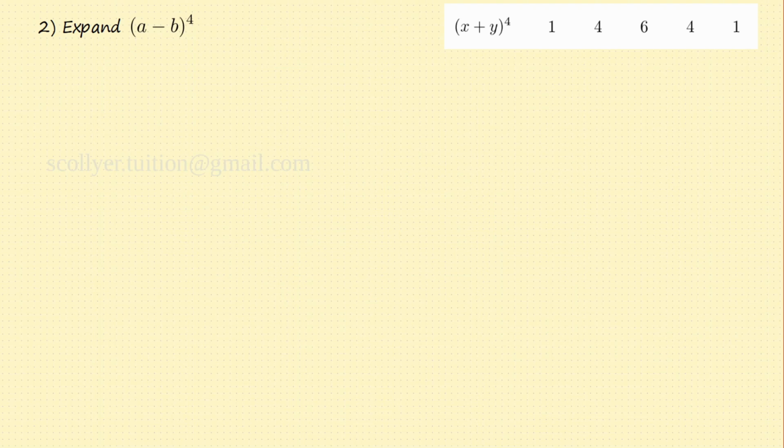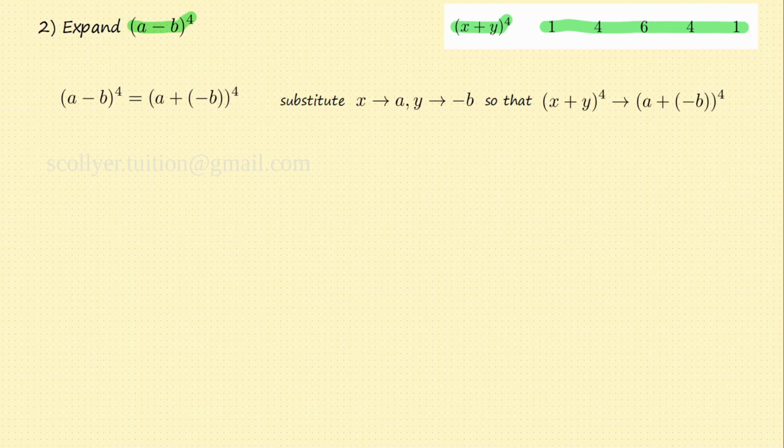Problem 2. Expand a minus b to the power 4. We can expand a minus b to the power 4 using the expansion of x plus y to the power 4, whose binomial coefficients I've written here. These are the binomial coefficients from the row numbered 4 in Pascal's triangle. Now, first note that a minus b to the power 4 is the same as a plus minus b to the power 4.